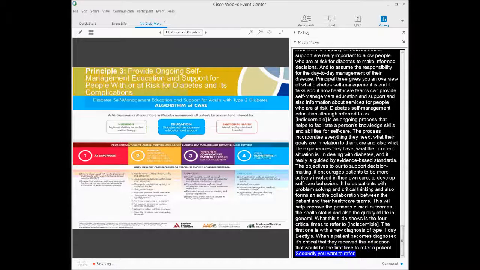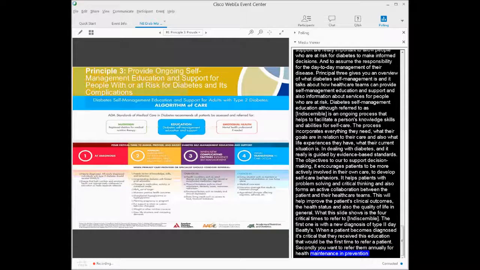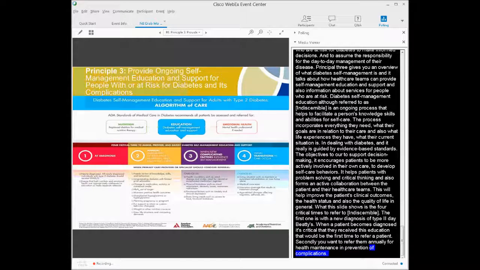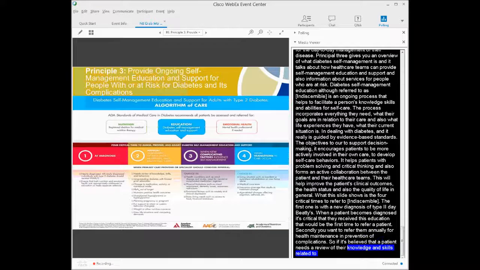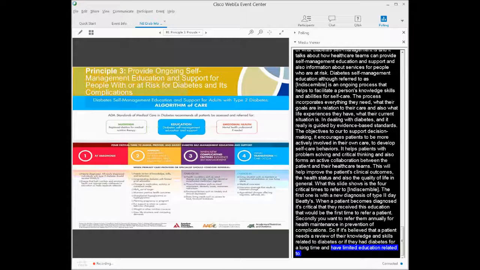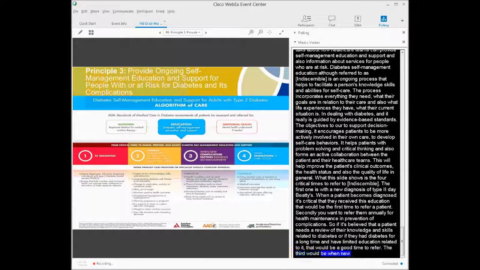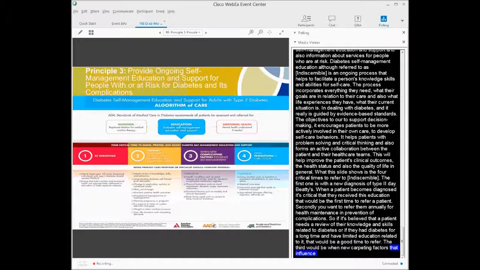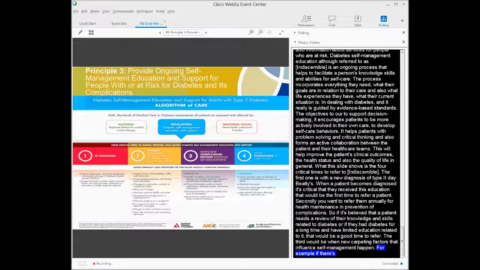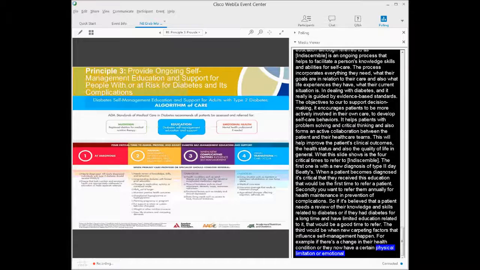So if it's believed that a patient needs a review of their knowledge and skills related to diabetes, or if they've had diabetes for a long time and have had limited education related to it, that would be a good time to refer. The third would be when new complicating factors that influence self-management happen. So, for example, if there's a change in their health condition, or they now have a certain physical limitation or emotional factors, that would be the third point that you would refer to DSME.